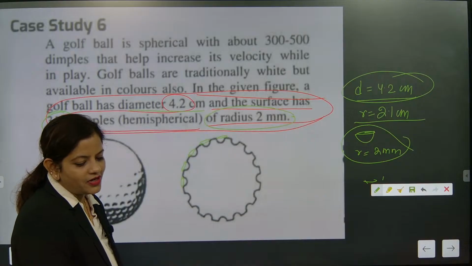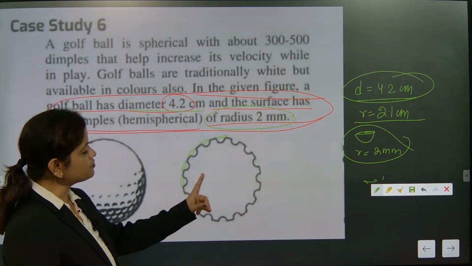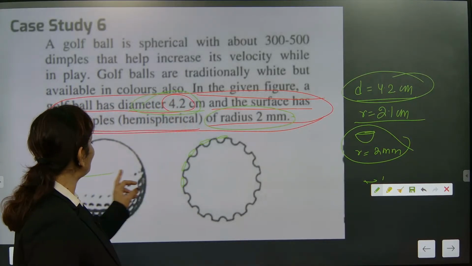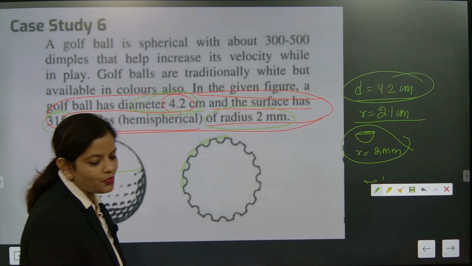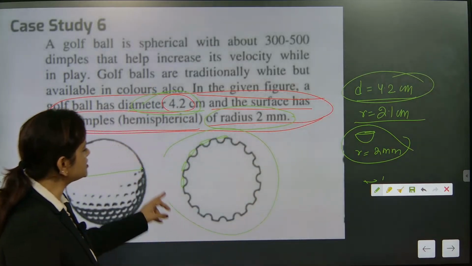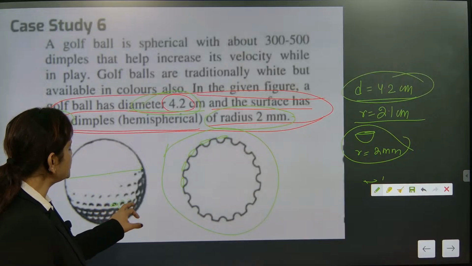I hope you might have understood. So now we will start our work. First part is, this is exactly the diameter, 4.2 centimeter. And the second one is, this part is exactly the picture where these dimples are presented.